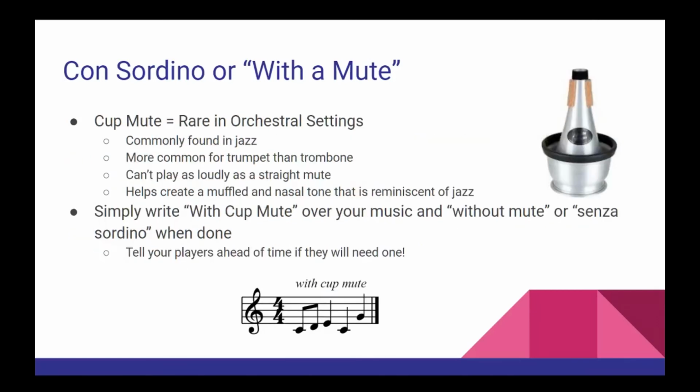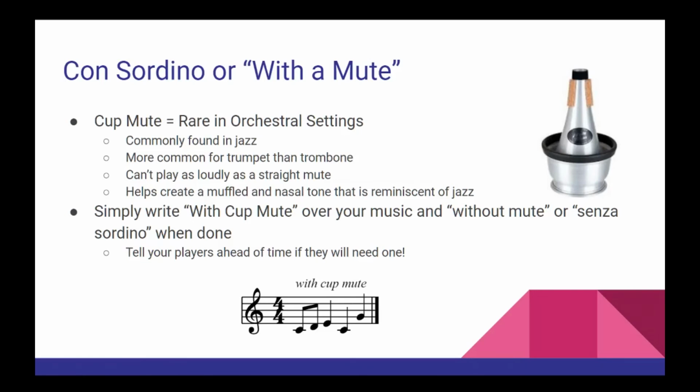Another type of mute that can be used with the trumpet and occasionally on the trombone is the cup mute. This looks like a straight mute with a collar on it. It's not found very commonly in orchestral music, but is a common mainstay in jazz. The cup mute cannot play as loudly as a straight mute can, but it helps create a muffled and nasal tone that can create a jazzy edge to your music.